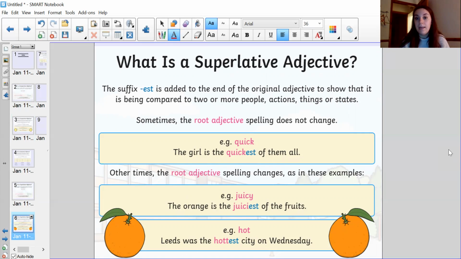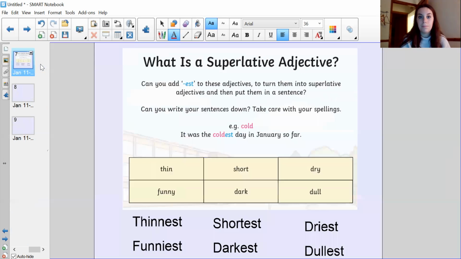Quick turns to quickest. We just add the -est on. Other times the root adjective spelling changes. Juicy, juiciest. Again, that Y turns to an I. And hot, hottest, we have to add another T. Leeds was the hottest city on Wednesday. I've added the -est to the end of these words because we haven't seen them before. So thin turns to thinnest, funniest, shortest, darkest, driest, and dullest.